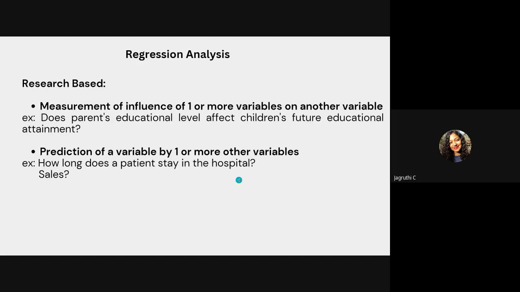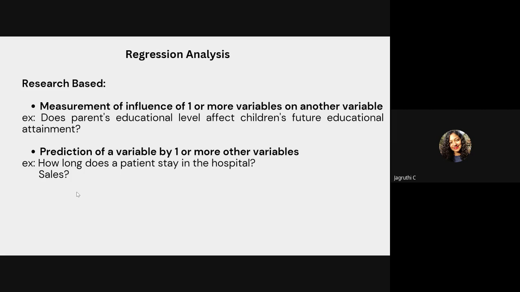Let me move forward. Under regression analysis, you can do two things here. Number one, you can actually measure the influence of one or more variables, the same example that I put up previously. And along with this, you can also look at prediction of a variable by one or more other variables. For example, the example that I put up here is how long does a patient stay in the hospital? For this, you can look at the age of the patient, the nature of illness of the patient, how many patients have already been admitted in the hospital, the availability of facilities, availability of beds.